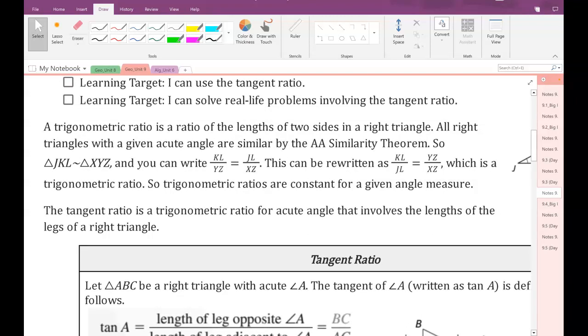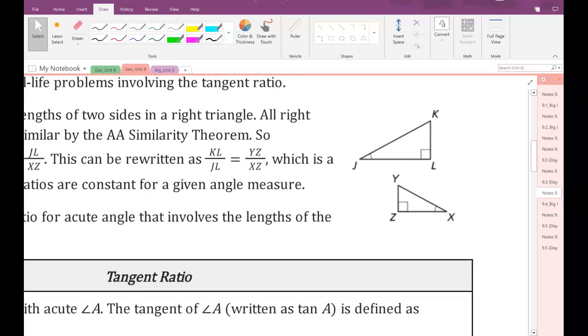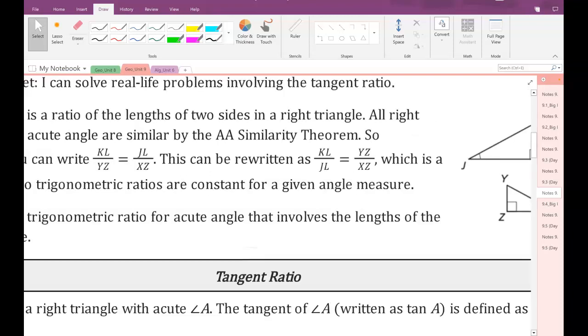Why we can do this is because all right triangles with a given acute angle are similar by our angle similarity theorem. If we have 2 angles that are congruent to each other, that means the 2 figures are similar to each other. That's what we have going on in this diagram. We have these 2 right angles, angle L and angle Z, and then our 2 acute angles, angle J and angle X. They are congruent as well. So we could say these 2 triangles are similar.